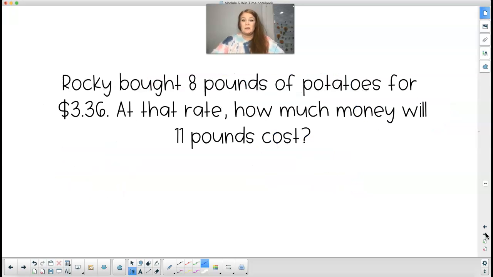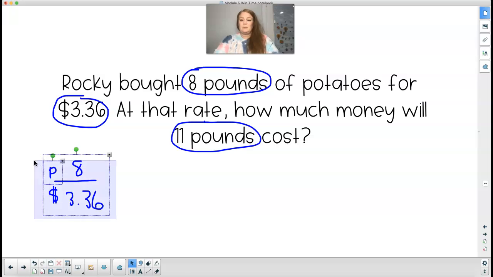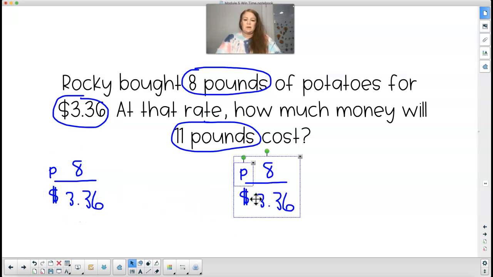Okay, Rocky bought 8 pounds of potatoes for $3.36. At that rate, how much money will 11 pounds cost? So I'm comparing pounds and money. I have 8 pounds for $3.36. And if I'm setting up the proportion, it's exactly the same. So I start with the same thing. Steps 1 and 2 are exactly the same.